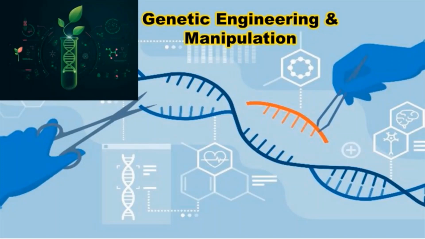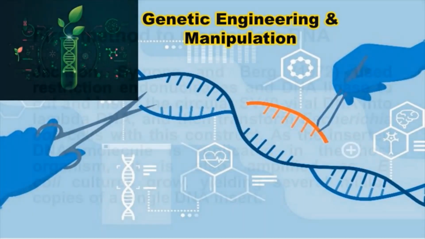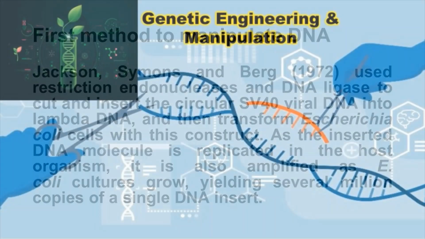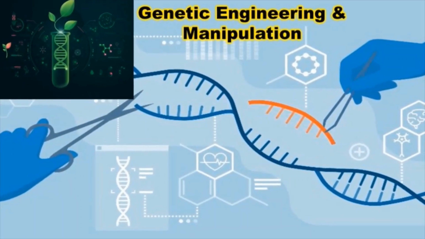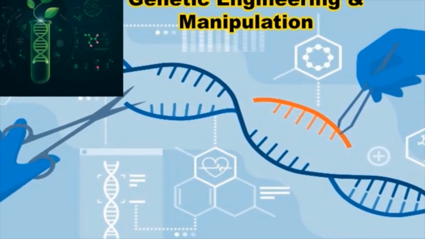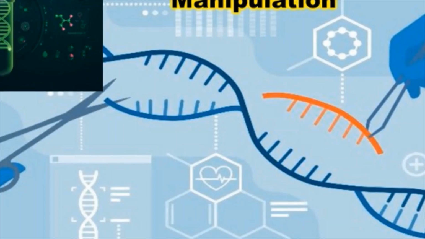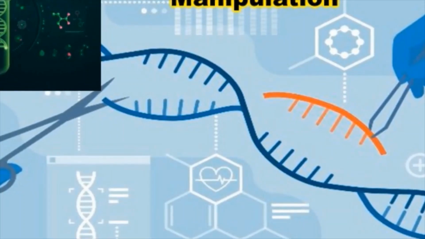The next step in DNA technologies is DNA manipulation or genetic manipulation. One of the first techniques to manipulate DNA was developed by Jackson, Symons and Berg in 1972. They used restriction endonucleases and DNA ligases to cut the DNA and to rejoin DNA. This led to a revolution in biotechnology, and that is genetic manipulation or DNA manipulation, with the help of which you can modify the organism, you can modify the genetic information, which is a very common thing nowadays.